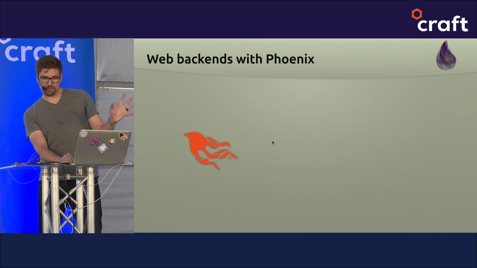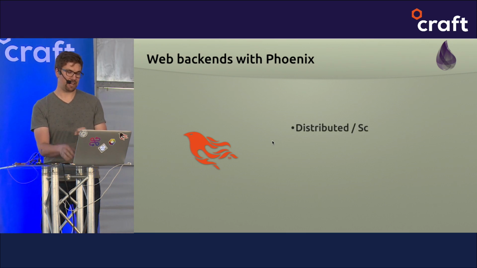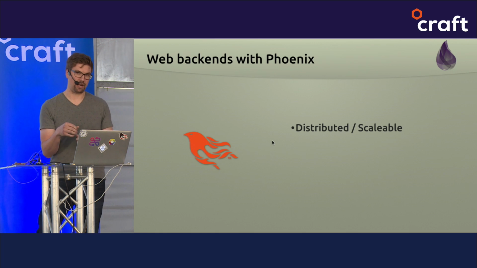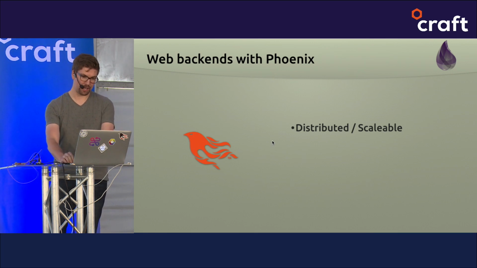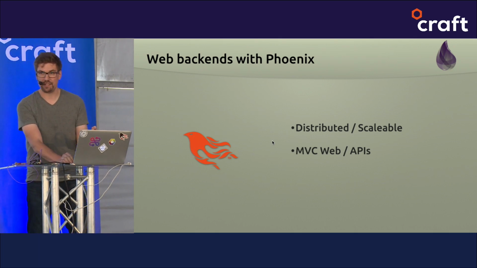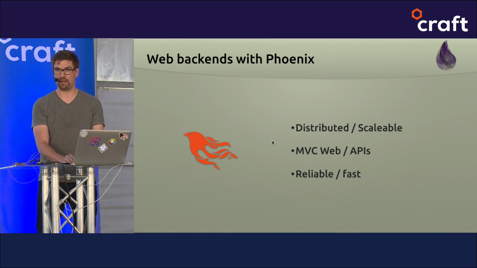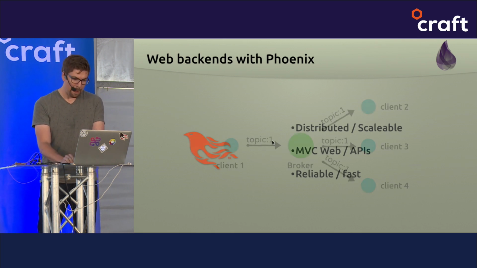And before I show you some Scenic stuff, I also want to say some words about Phoenix. Phoenix is the web backend to all of this for building web applications. It's distributed, scalable. It embraces the MVC style, but it's also good for building APIs. And it's super reliable and fast because of all of the benefits that we get with Erlang and all of the speed that we get with concurrency.